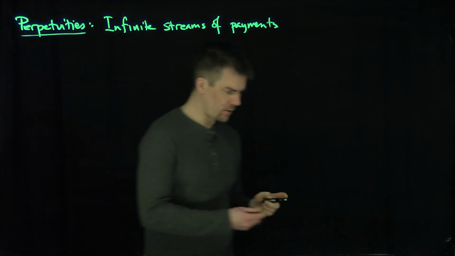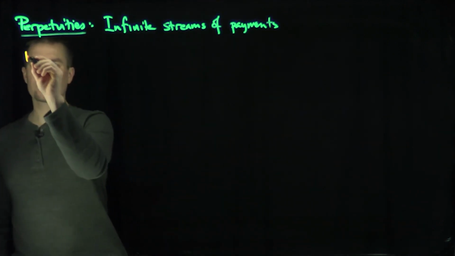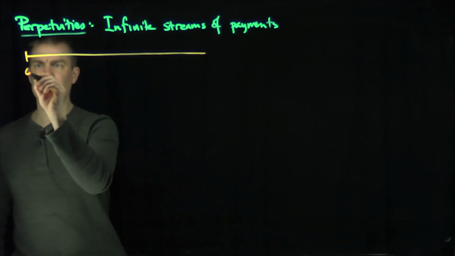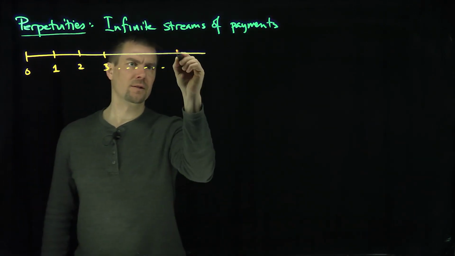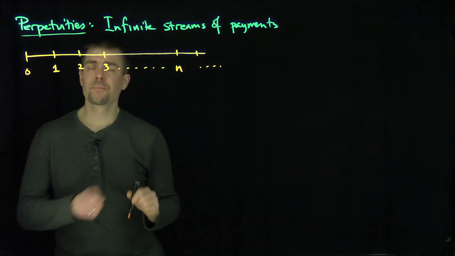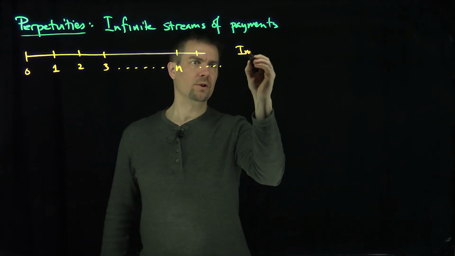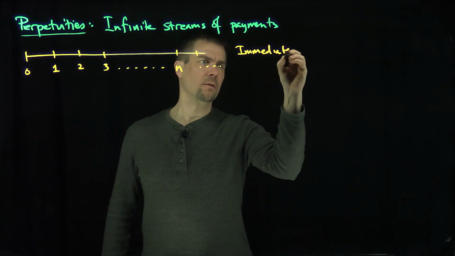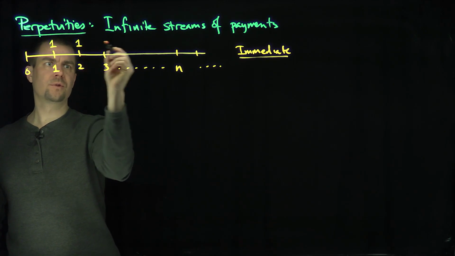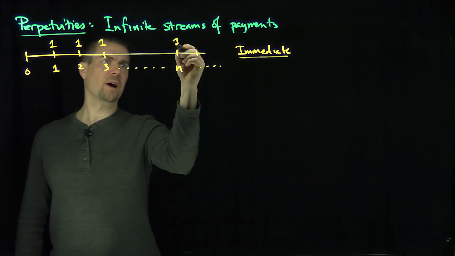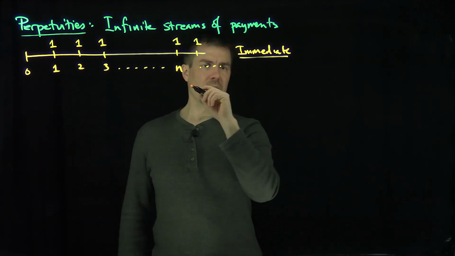Okay, and so here's the configuration that we're going to have. We're going to consider this situation where here we are at time 0, that's time 1, that's time 2, that's time 3, etc. That's time n, and then it just goes on forever. For this perpetuity immediate, you're going to get $1 at time 1, $1 at time 2, $1 at time 3, $1 at time n, $1 forever, right?